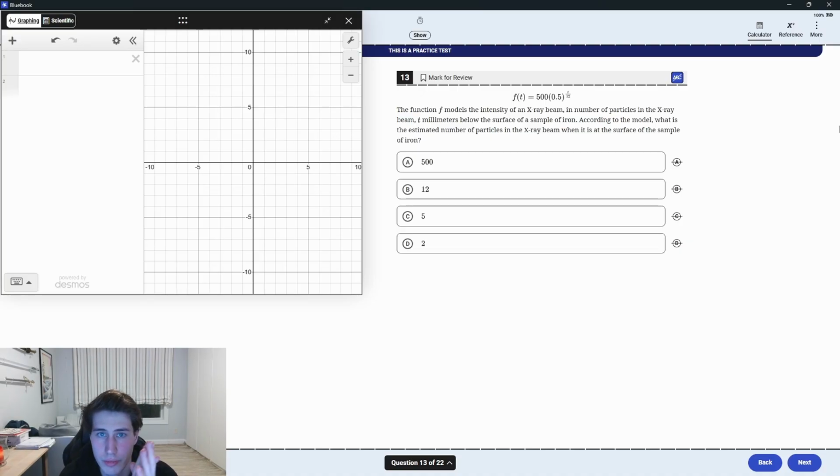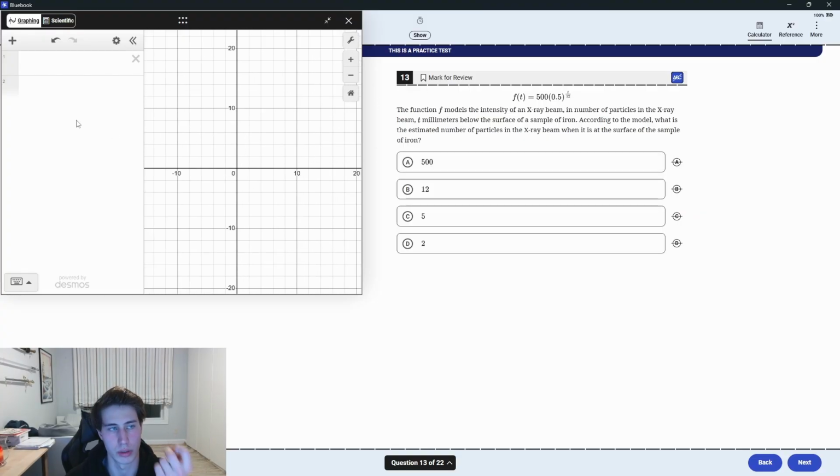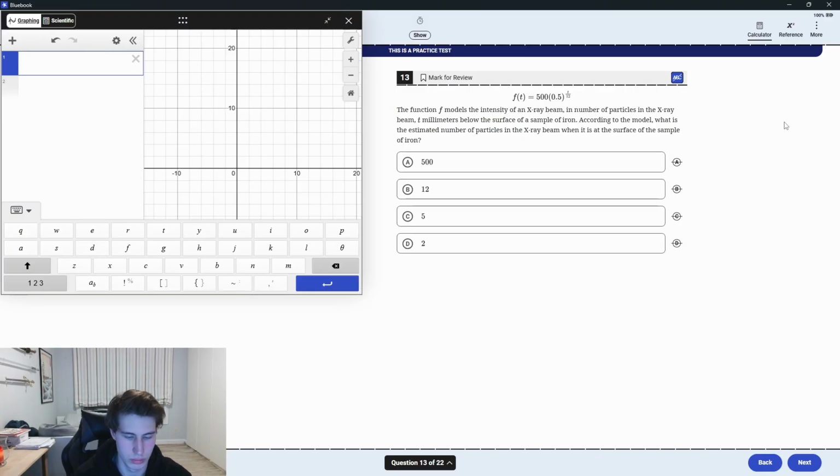13. The function f models the intensity of an X-ray beam and number of particles in the X-ray beam 10 millimeters below the surface of a sample of iron. What is the estimated number of particles in the X-ray beam when it's at the surface? So pretty much it's asking when t is equal to 0, how many particles are going through. So if you've taken Algebra 2, I think you learned this, you'll know that this is an exponential function.